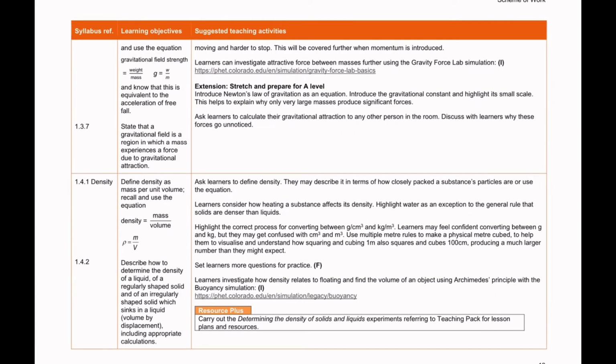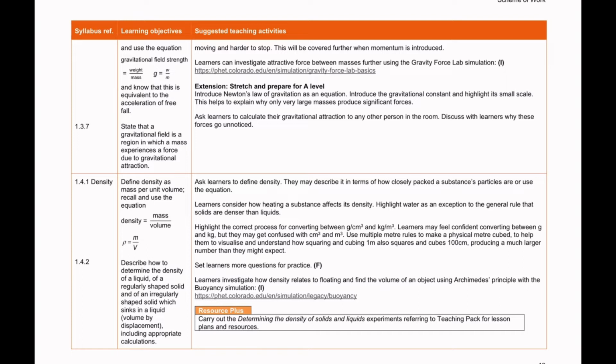Recall and use the equation: gravitational field strength is equal to weight upon mass, or g = W/m, and know that this is equivalent to the acceleration of free fall. State that a gravitational field is a region in which a mass experiences a force due to gravitational attraction.